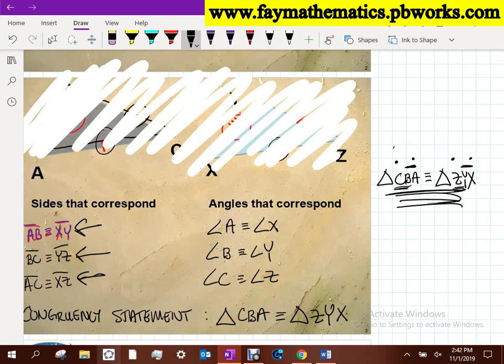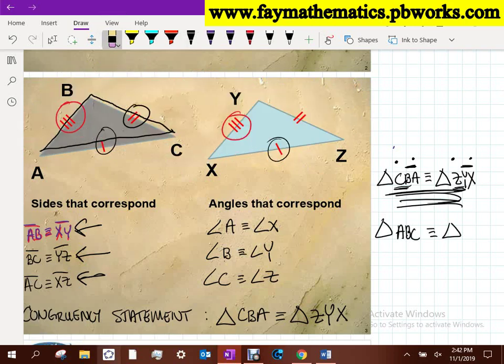Now, that's the way I named it initially, but some of you might have said, I'm just going to name it ABC. Well, if you name it ABC, then you have to be able to name the blue one the same way. So if you go A to B to C, then you need to go X to Y to Z, because now AB should still be congruent to XY, and we see that it is right there.